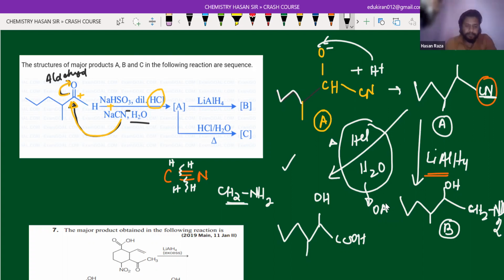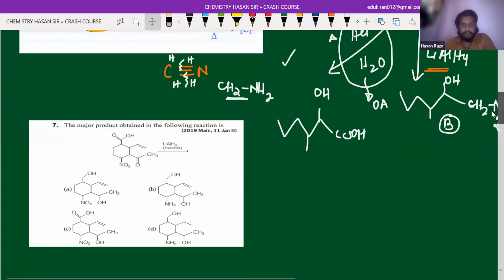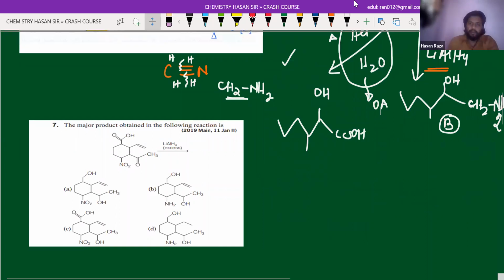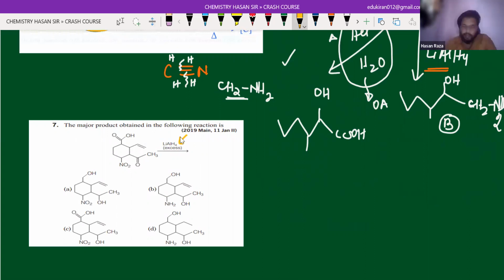Let me know when you are done with this. Done, sir. Okay. This is the next question, and I think you can do this if you know the work of lithium aluminium hydride. It can look tough, but it's very easy. This is the last question for today.